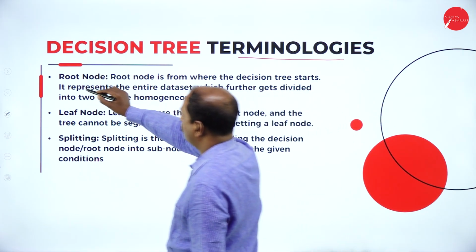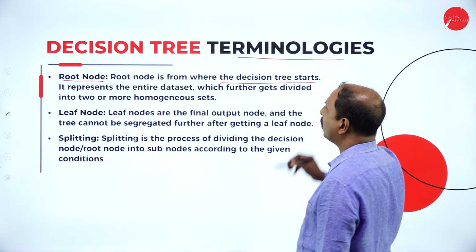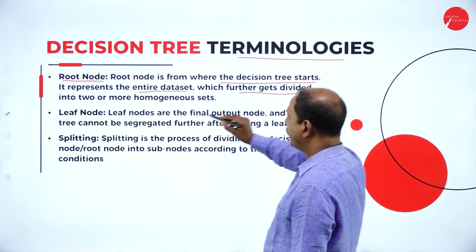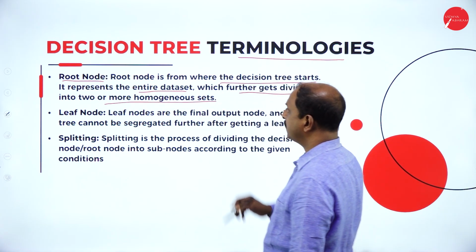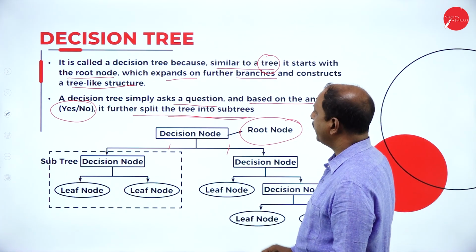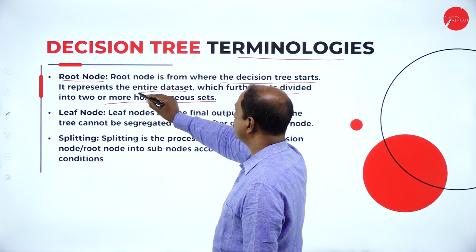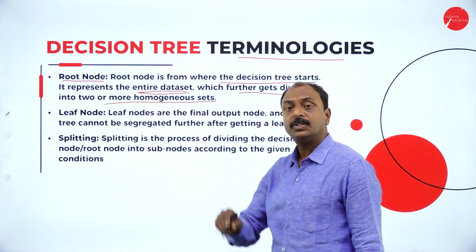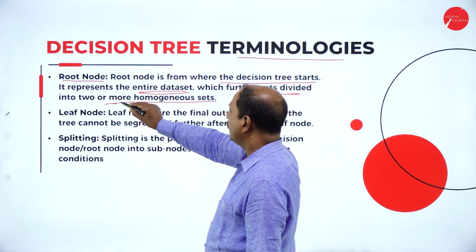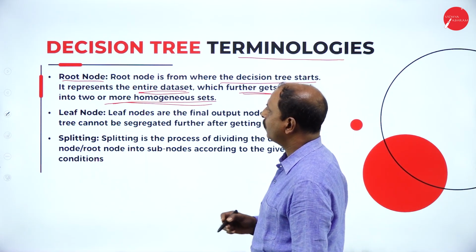One is the root node. So what is a root node? It is where the decision tree starts. It represents the entire data set, which further gets divided into two or more homogeneous sets. If you look at the diagram here, this is the root node, which is nothing but a data set. Based on the data set it takes a decision and again divides it into a number of branches or nodes. So this is the definition of root node.